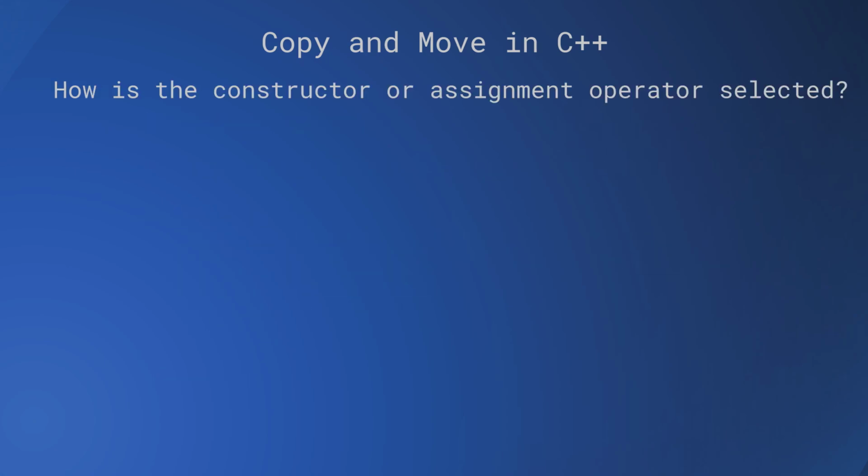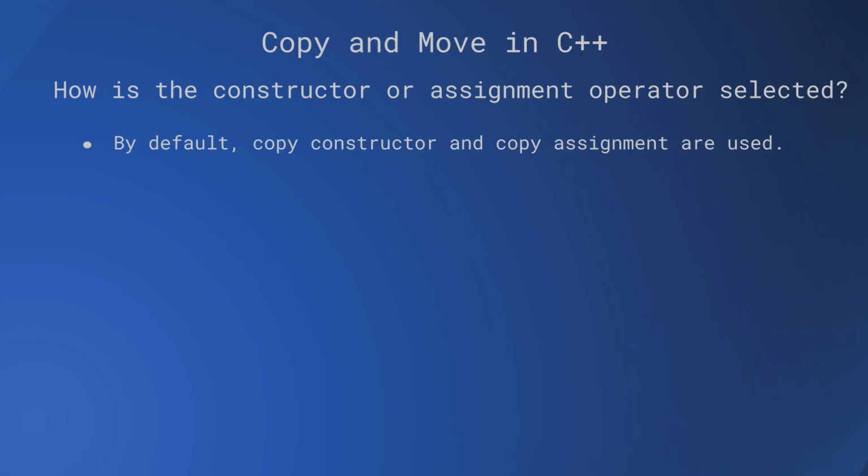How does the compiler decide which constructor or assignment operator is to be used? There are two distinct use cases. A constructor is used when we create an object from a class, and the assignment operator is actually the assignment overload operator function and is used when the assignment symbol is used in an expression. By default, the copy constructor and copy assignment operators are used. In case of copy, there is no loss of data and these are kind of safer.